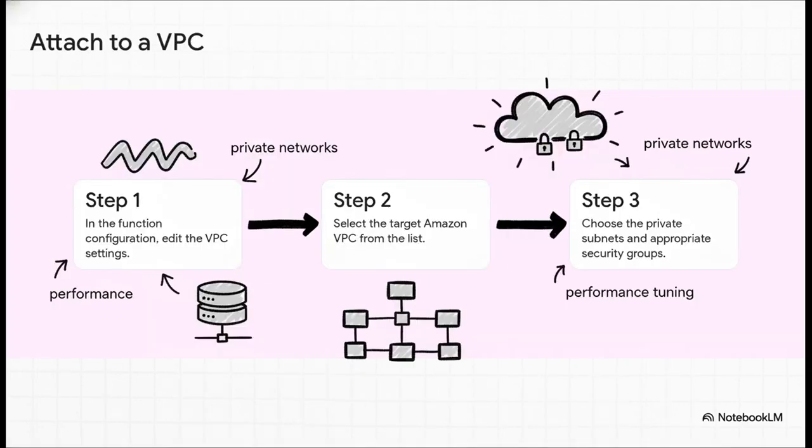Actually hooking this all up in the console is really simple. You just edit the function's VPC settings, pick the VPC you want to connect to, and then choose the right private subnets and security groups to control its network access.